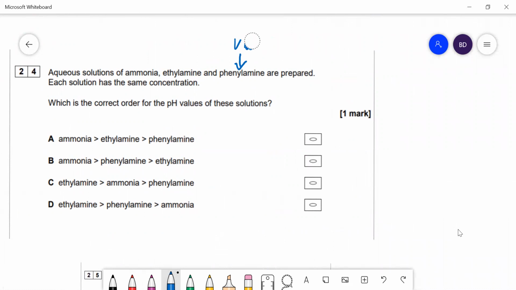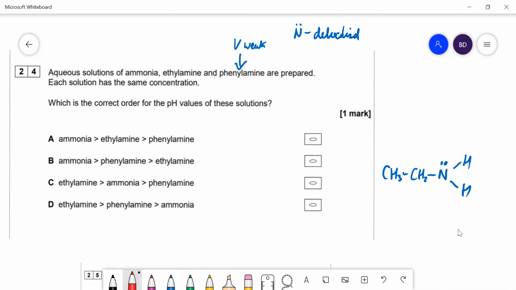The reason is that the lone pair on the nitrogen is delocalized onto the benzene ring, so it's not available for accepting protons. Ethylamine is a better base than ammonia because remember, alkyl groups have a slight tendency to push electrons away from them into the nitrogen, so that makes the intensity of the lone pair a little bit stronger. So this is the strongest base.